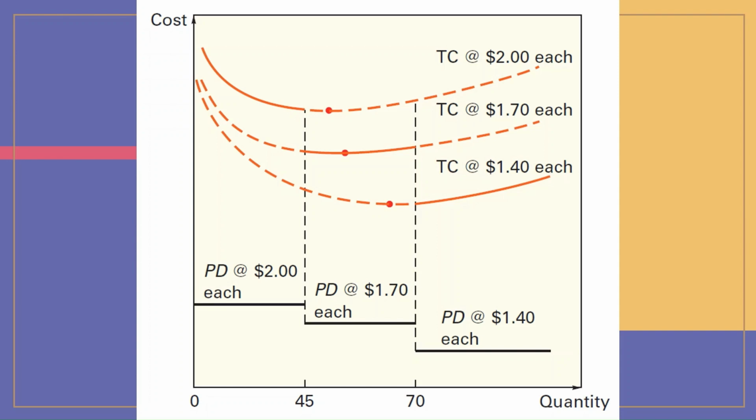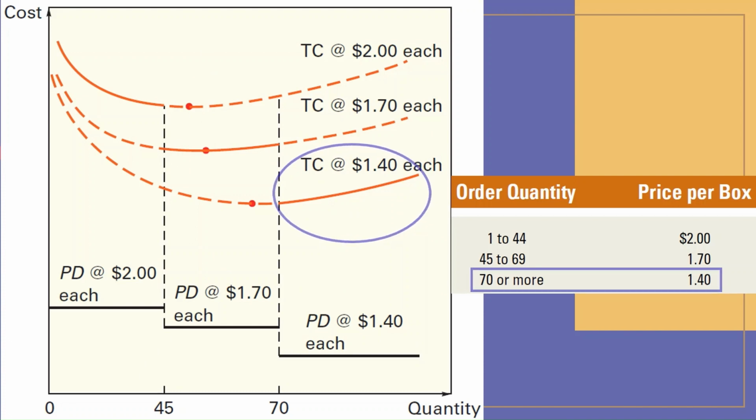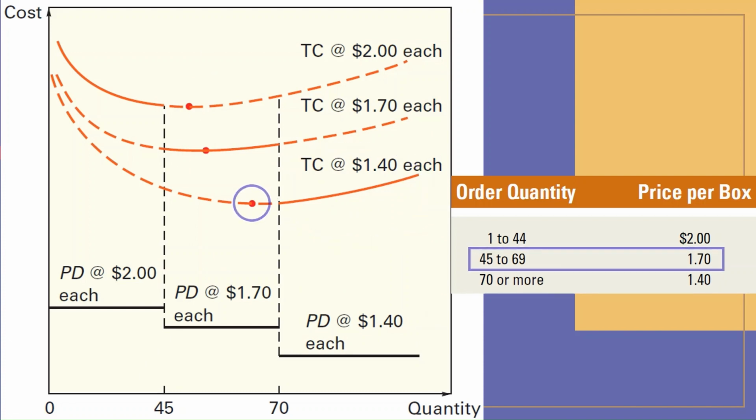Hence, the applicable or feasible total cost is initially on the curve with the highest unit price and then drops down, curve by curve, at the price breaks, which are the minimum quantities needed to obtain the discounts. Even though each curve has a minimum, those points are not necessarily feasible. For example, the minimum point for the $1.40 curve appears to be about 65 units. However, the price list indicates that an order size of 65 boxes will involve a unit price of $1.70. The actual total cost curve is denoted by the solid lines. Only those price, quantity combinations are feasible.